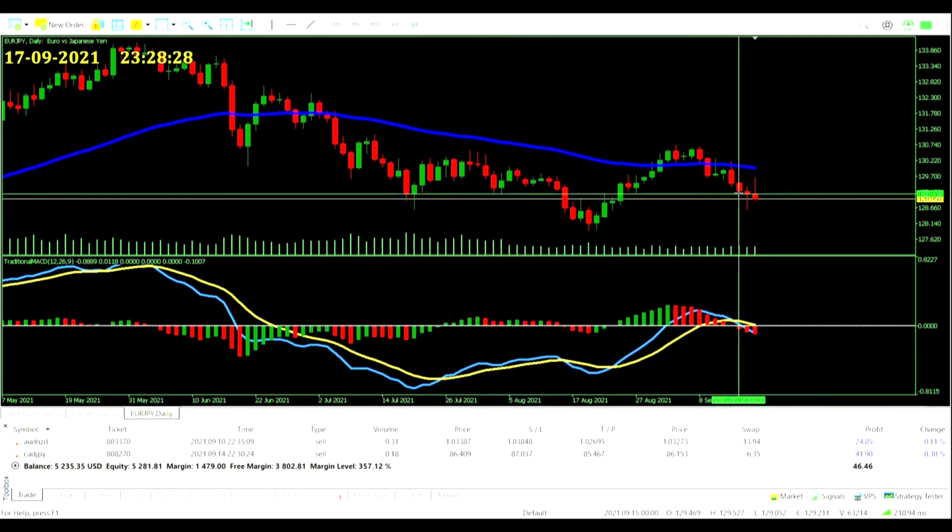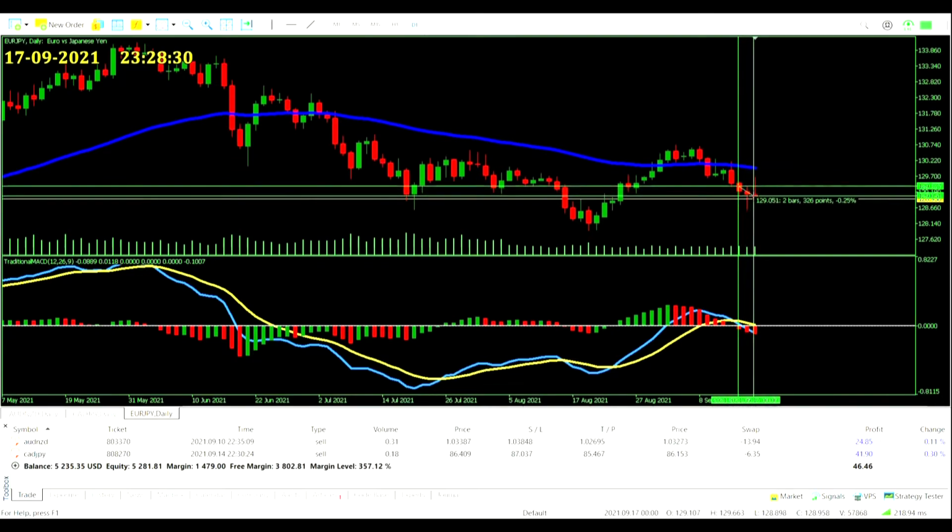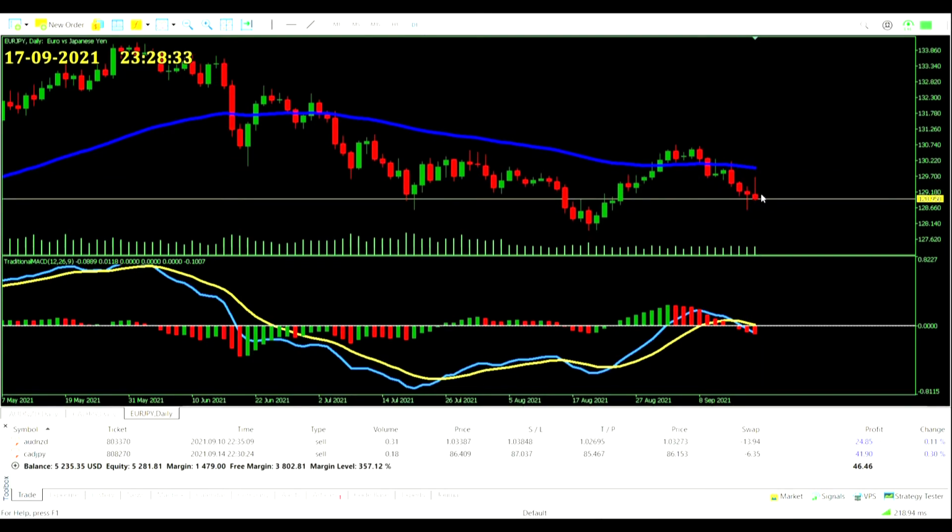Euro yen here also had the option of this trade, and it would be going a little bit more in our favour here. Not by much though, it could easily come back up. Still though, at this stage it would have been nice.